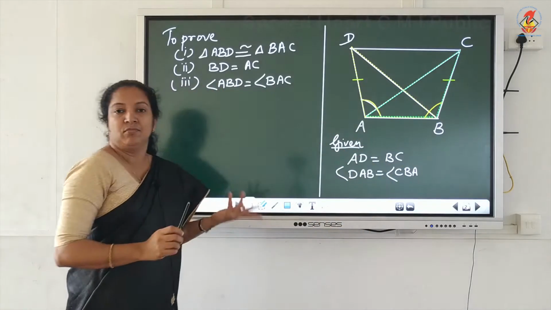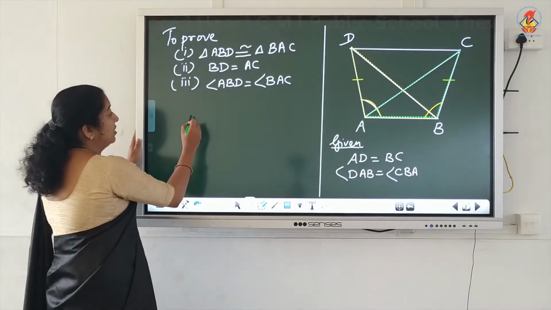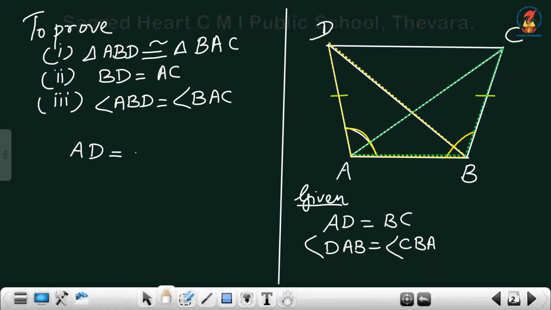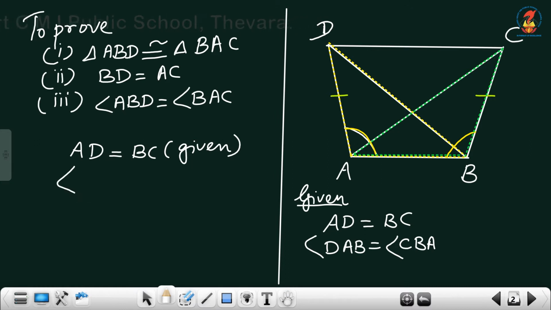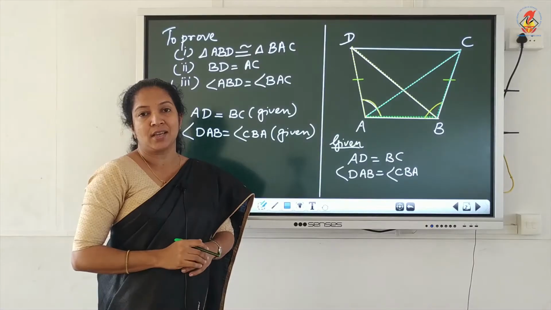So, for this we can write the given things first. What is given? We can write AD is equal to BC is given. So, one side we got. And next, angle DAB is equal to angle CBA is also given. This is another given thing which is an angle. So, one side and an angle here also. What we need? We need one more side.